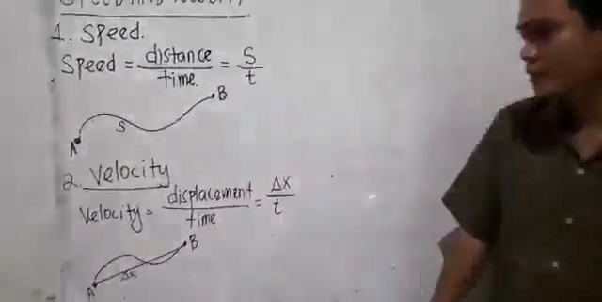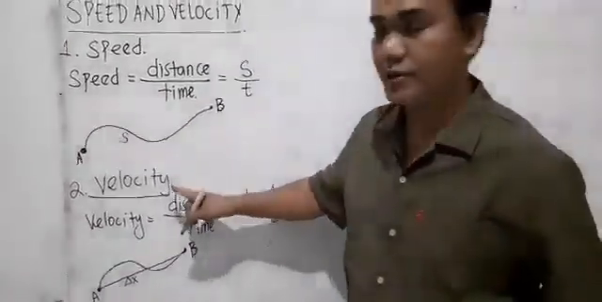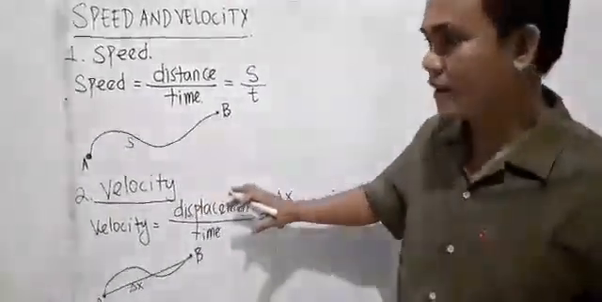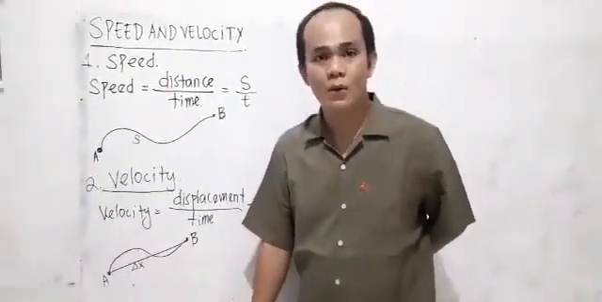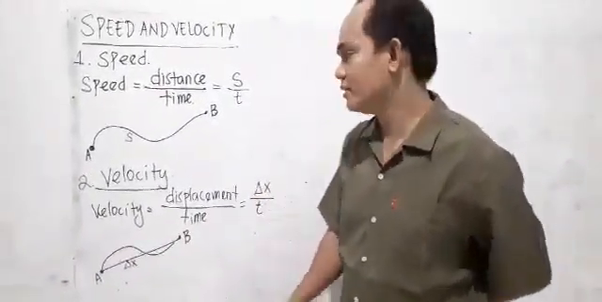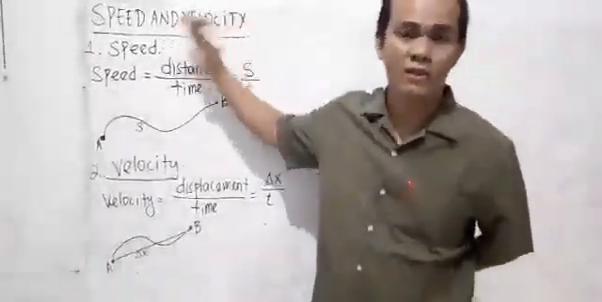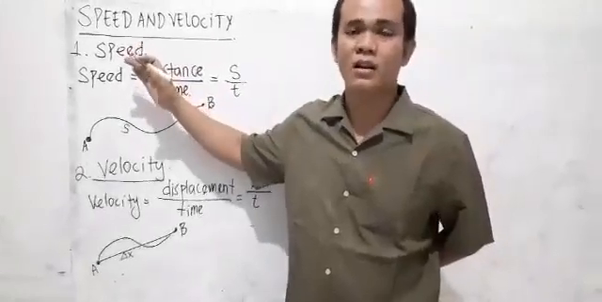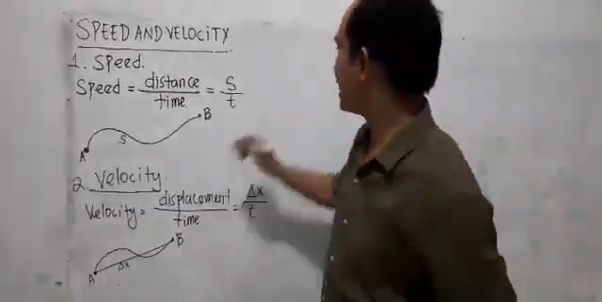Now, velocity has direction. So when we say that the velocity of the car is 5 kilometers per hour north, for example, that's true. But not like speed, which is 5 kilometers per hour only, not 5 kilometers north or 5 kilometers south. So now here are the cases.